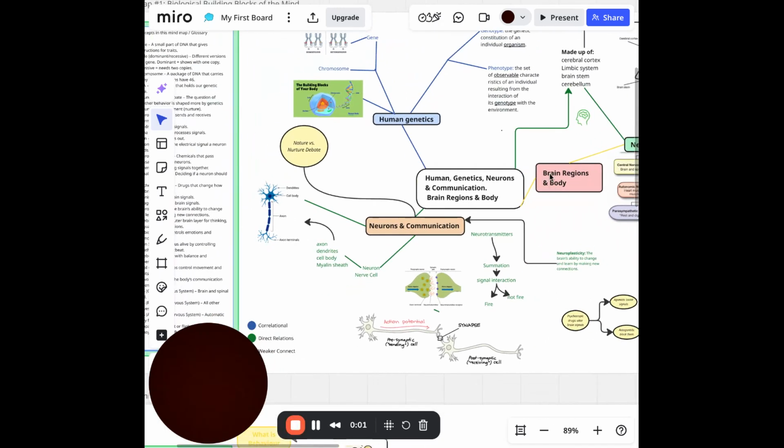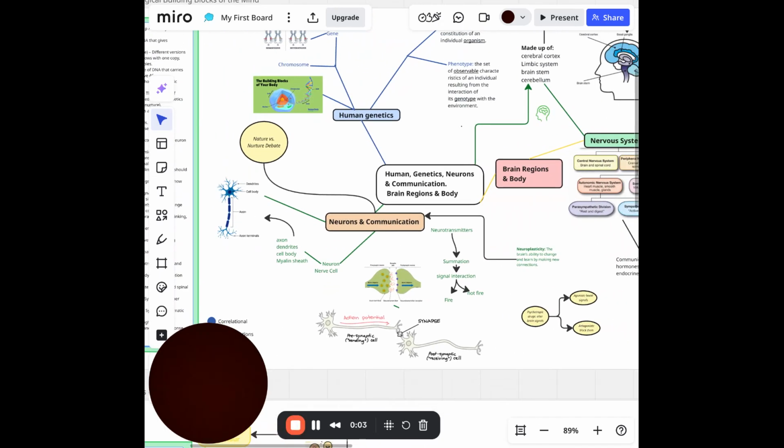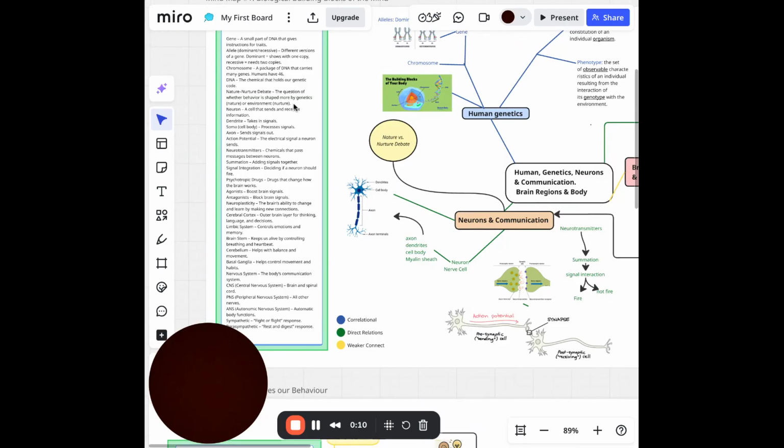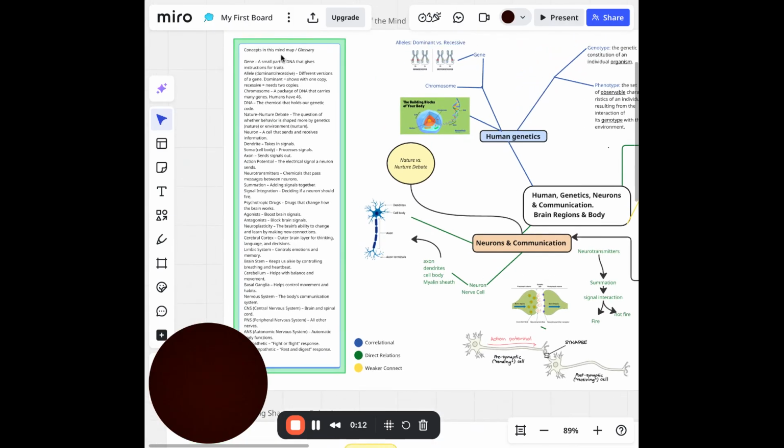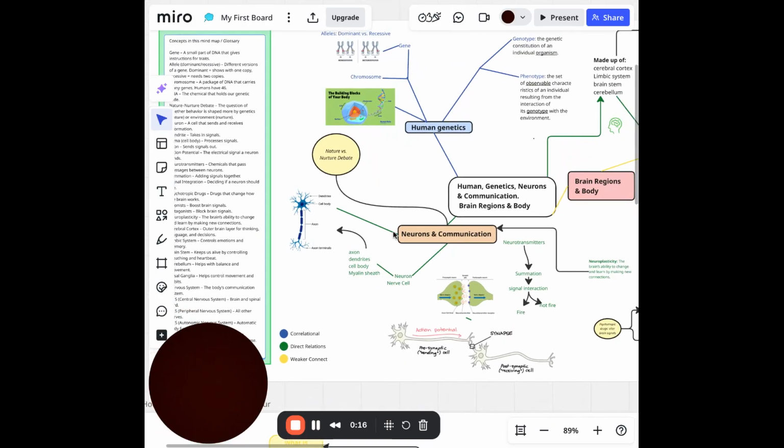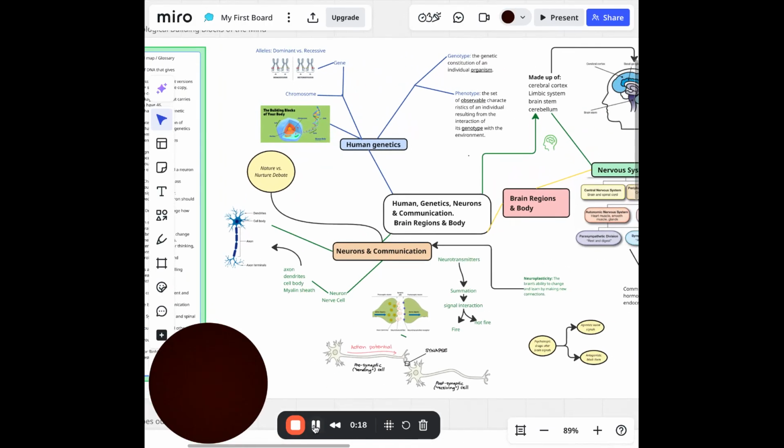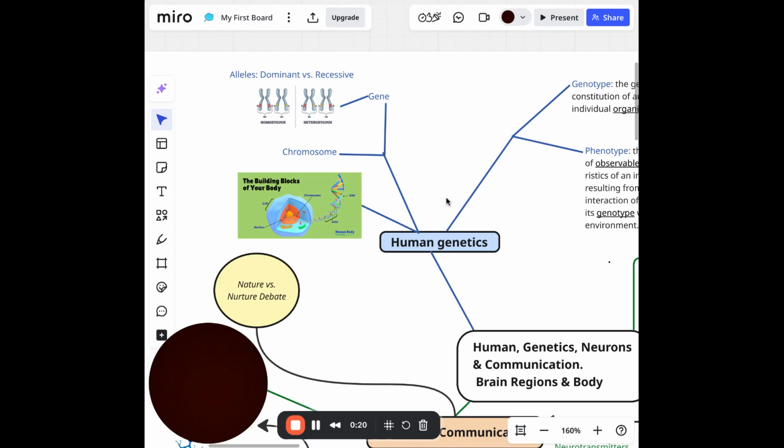Okay, so this is mind map number 1, which represents the key biological building blocks of the mind, showing how genetics, neurons, and brain regions work together to influence behavior. I've included a list of the key concepts mentioned, as well as a glossary with definitions of all of them as a bit of a reference point on the side there. So let's start off with human genetics.